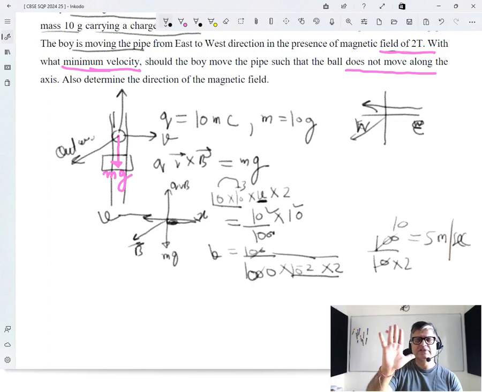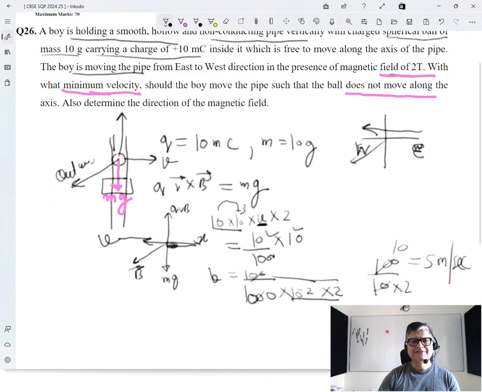If you're not comfortable with the palm rule, use the finger right hand rule. So this is my velocity from east to west. This is my middle finger, which is coming towards my face, outward. My force is upward. So this is the answer.